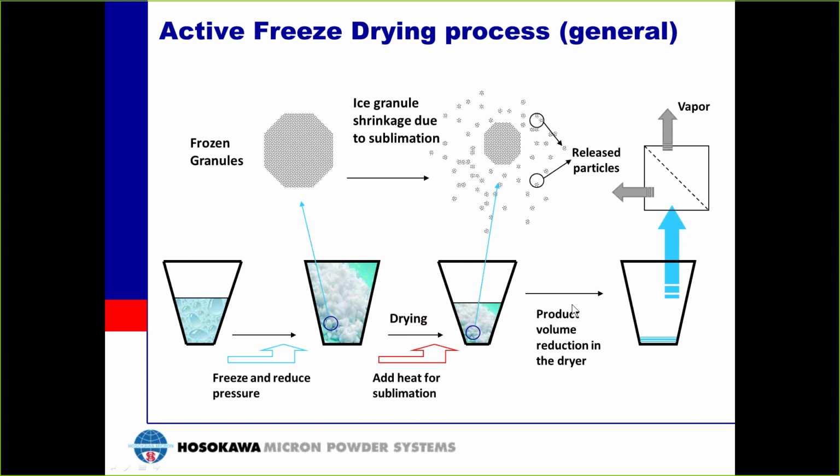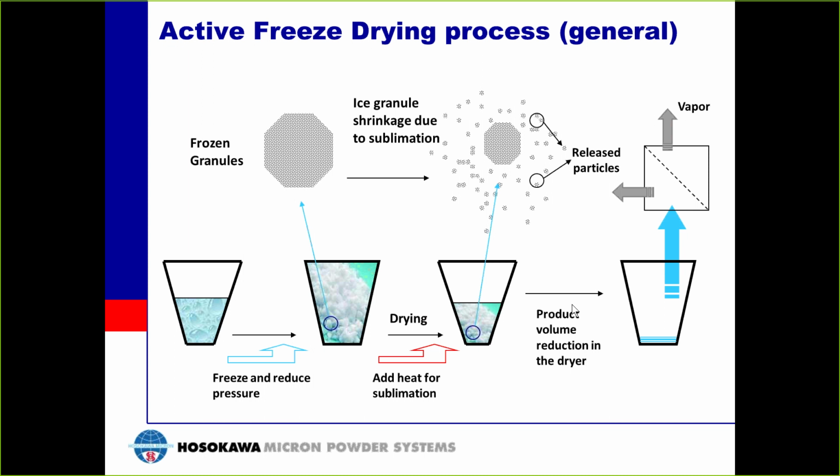And this is just another slide again showing the active freeze-drying process. As you freeze and reduce the pressure, you're often going to increase the amount of material you have. Once you have that frozen mass at that low pressure, you're going to add heat for sublimation. As you are actively freeze-drying the product, the ice granules are going to disappear. They're going to turn into vapor, and they're going to leave behind a fine powder.